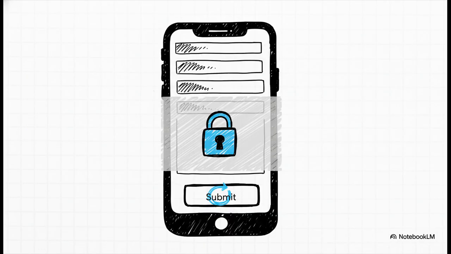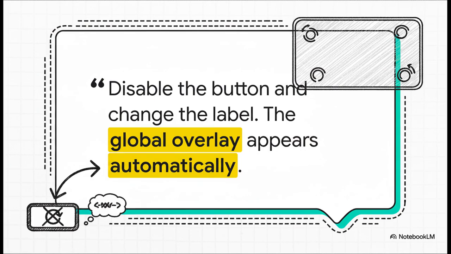Now, forms. This is where things get really interesting. When a user hits submit, you need to do two things: give them immediate feedback and prevent them from messing anything up. This is a perfect hybrid use case. And this is a brilliant combination of both tiers working together. Locally, you give that instant feedback by disabling the button and changing its text to submitting. But at the exact same time, the global overlay kicks in to block all other interactions. It's really the best of both worlds: local feedback and global protection.